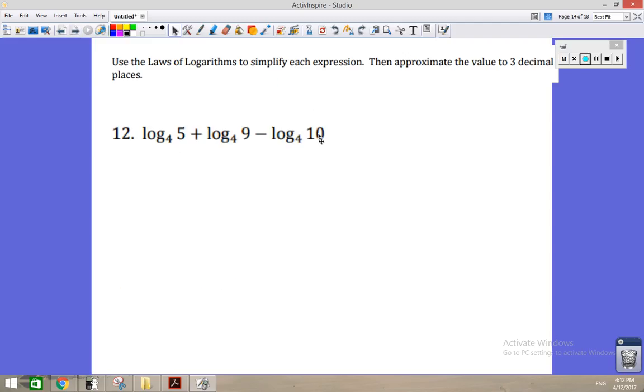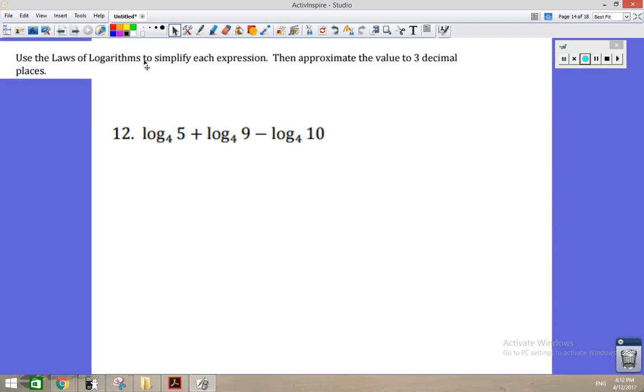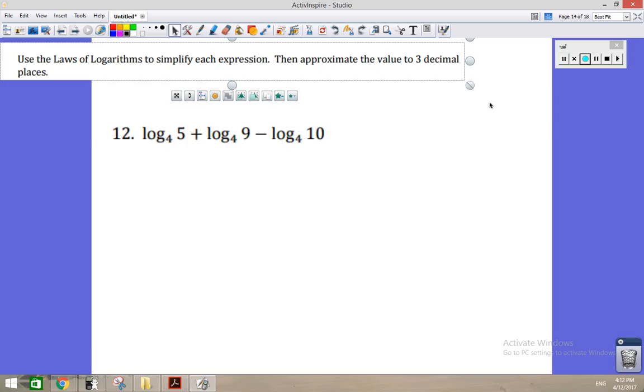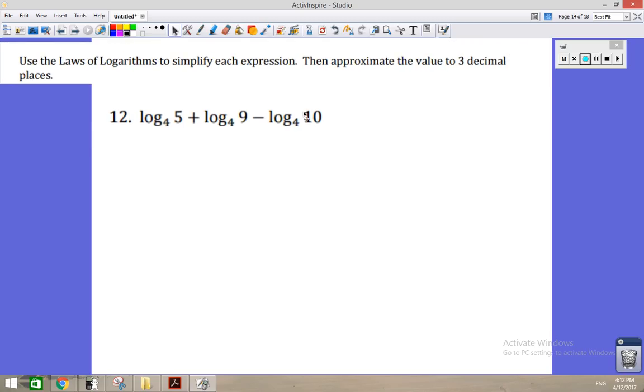All right, so let's take a look here. The directions are saying to use those properties to simplify this to a single logarithm, and then from our single logarithm to use that final property, that change of base formula, to get a decimal approximation on the calculator.